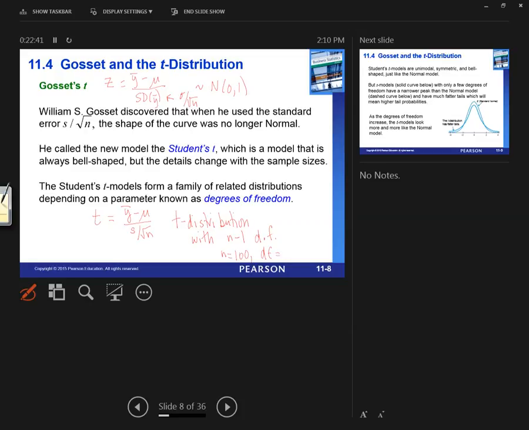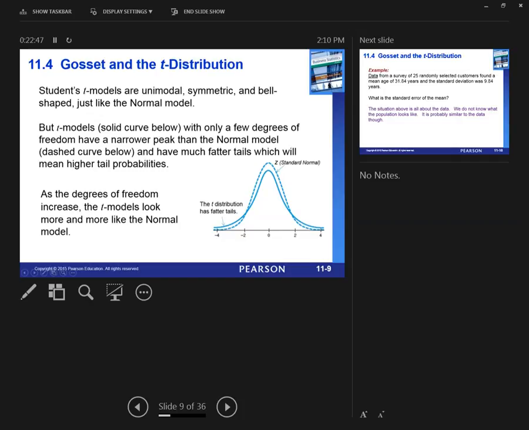Right? And the more degrees of freedom we have, the more it looks like the normal distribution. So let's take a look here. This is the t. The solid line is a t distribution, and the dotted line is the normal distribution.